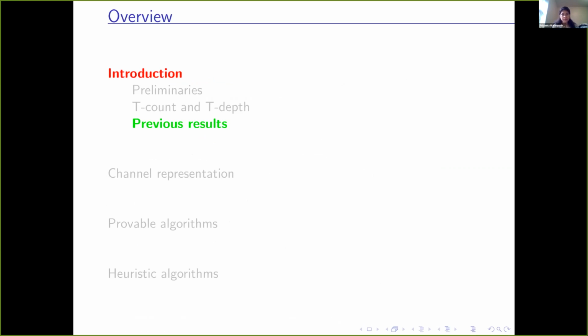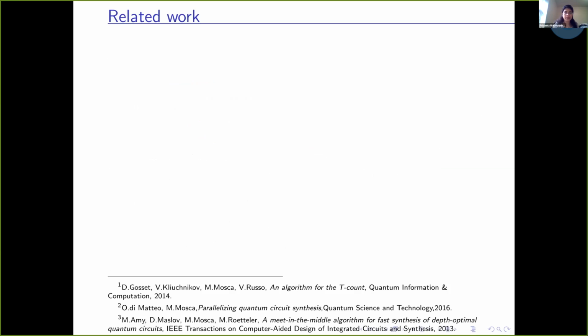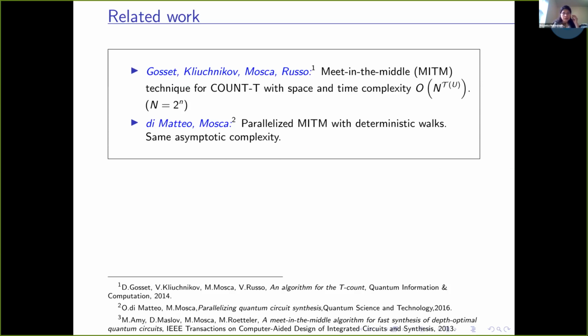Okay, now I'll tell you about some previous results. These were the best state of the art before our work. I'll talk about only a few papers. So for synthesizing T count optimal circuits, the meet in the middle technique was introduced by Gosset, Kliuchnikov, Mosca, and Russo, GKMR, for this problem count T with space and time complexity order N to the power tau(U). So this is the exponent. It is exponential in the T count of U, and the base is capital N, which is itself exponential in the number of qubits. This technique had been parallelized by Di Matteo and Mosca with deterministic walks, but the algorithm suffers from that same asymptotic complexity. I mean, that same dependence of T count in the exponent.